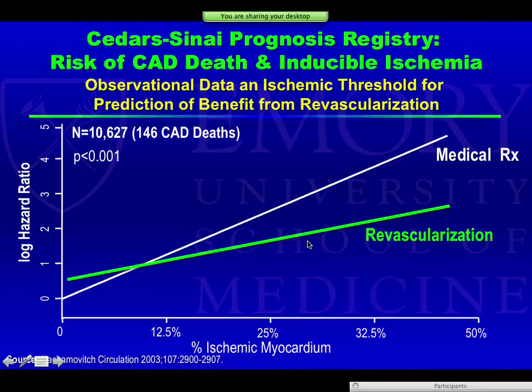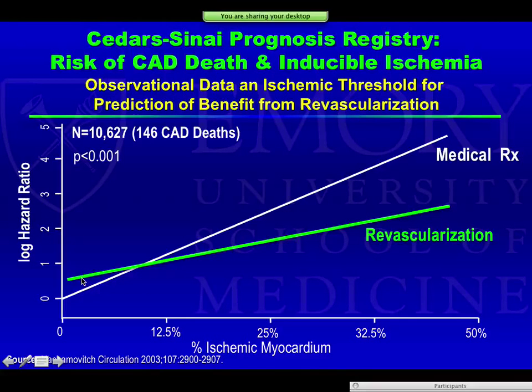But the majority of the benefit in terms of revascularization was in patients that had 10% or more ischemia. As a matter of fact, with revascularization in patients with 10% or more ischemic myocardium, there was a halving of the events. So it was a 50% relative risk reduction, as opposed to adverse consequences for those patients with moderate to severe ischemia. So now if you think about the COURAGE trial, think about that.